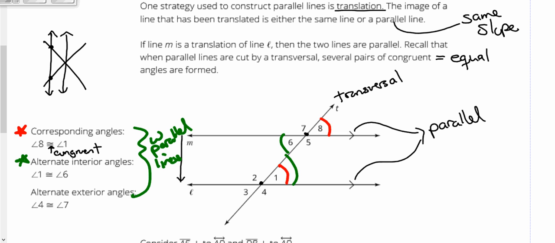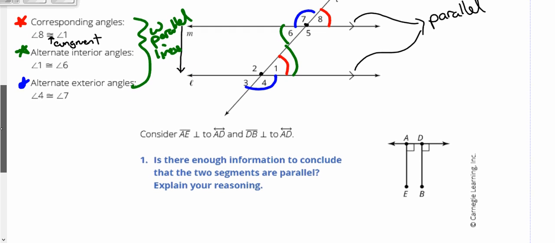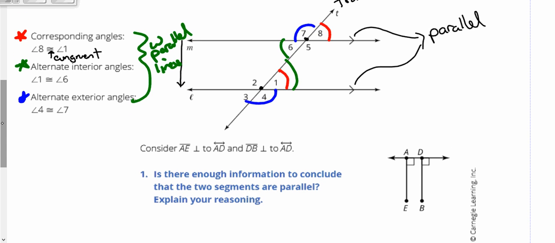And they point out 4 and 7 as being congruent. So the alternate exterior, but 3 and 8 are also alternate exterior. So you have lots of different sets of angles once you get parallel lines in a transversal. And in geometry, we like congruent lines, so we like it when we have parallel lines with transversals.